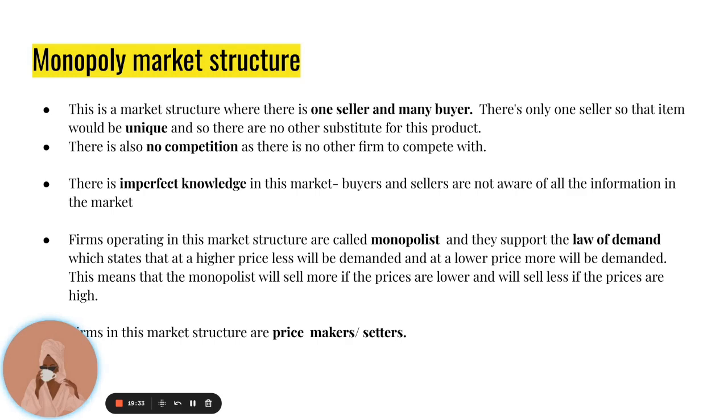Now, as a result of there being only one seller in the market, the firm here, the monopolist, is a price setter and price maker. So they are responsible for setting the price. You get it? In comparison to perfect competition, where firms are price takers, the monopolists here are price setters. They set the price. Now, I'm going to take a look at the graphing. So let me just quickly explain that.